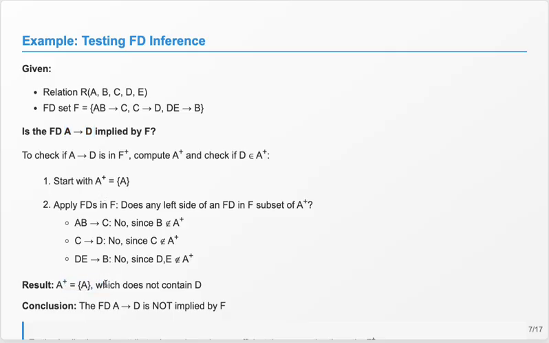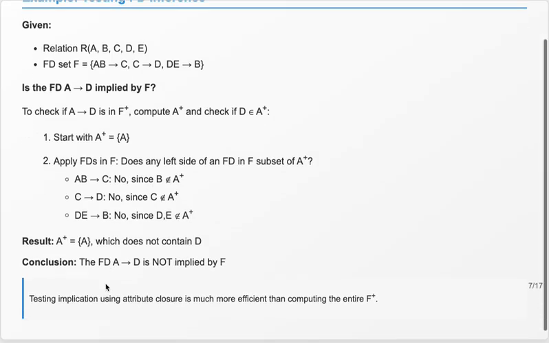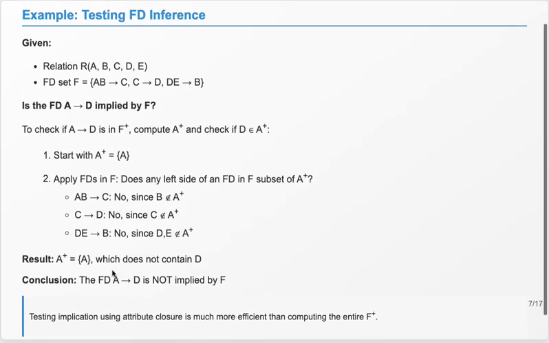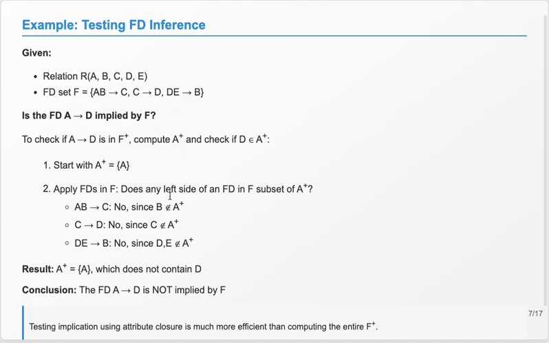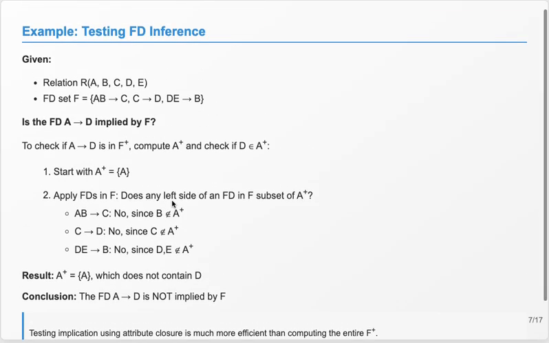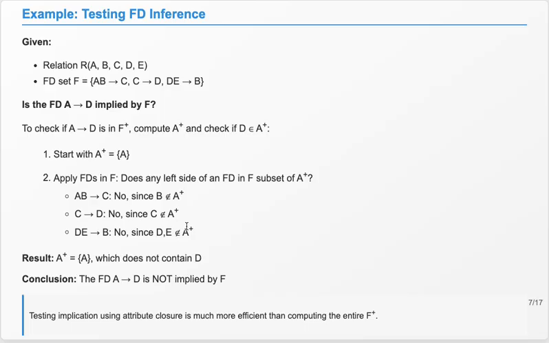So bad news, D is not in the closure of A. So the conclusion is that the functional dependency A determines D cannot be implied by F. This is the way of testing a functional dependency based on the original set of functional dependencies. Instead of computing the closure of the whole thing, we can compute the closure of the left-hand side of the functional dependency that we're trying to test.